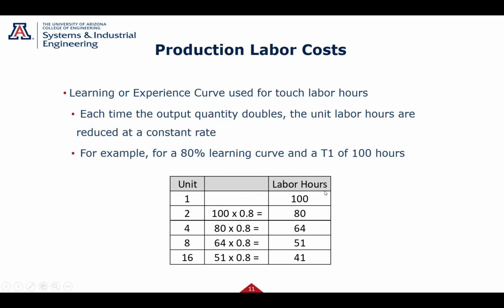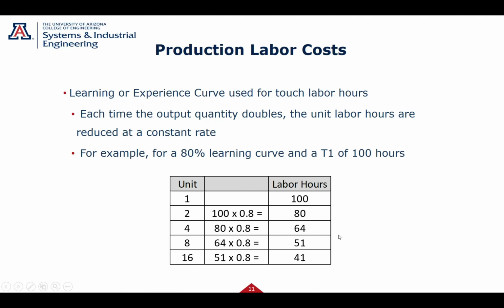So let's look at this example. I said T1, you'll hear the terminology T1, okay, for the first unit, 100 hours. 80% learning curve, that's what your business has experienced in the past, 80%. Second unit, 0.8 times 100, 80 hours. Fourth unit, 80% learning curve, 80 times 0.8 gives me 64. Eighth unit doubles again, you can do the math.